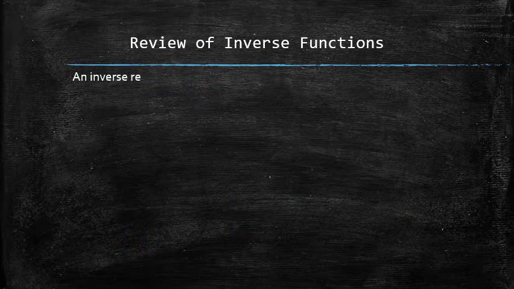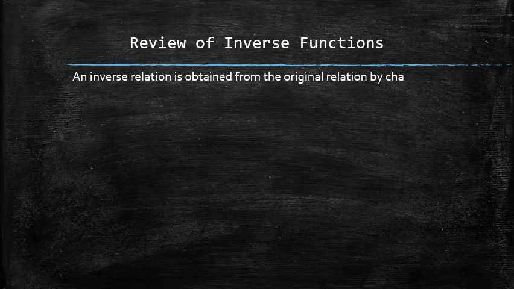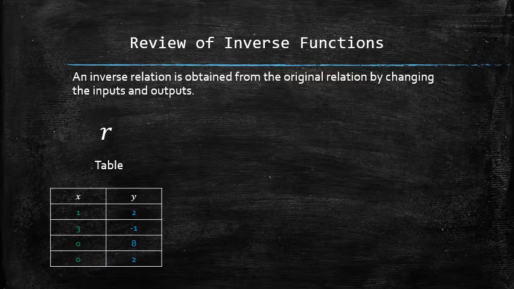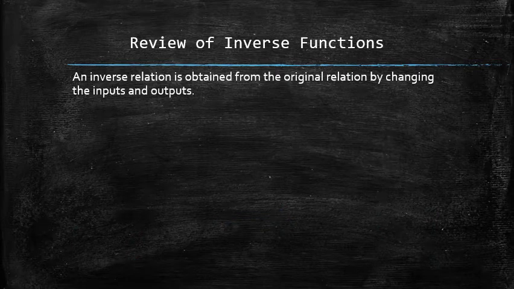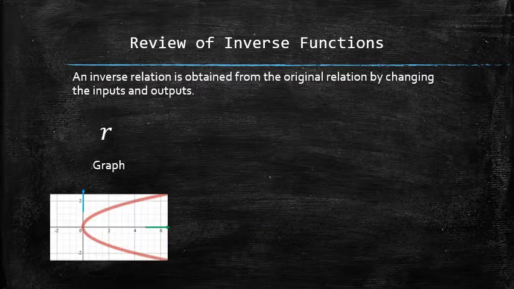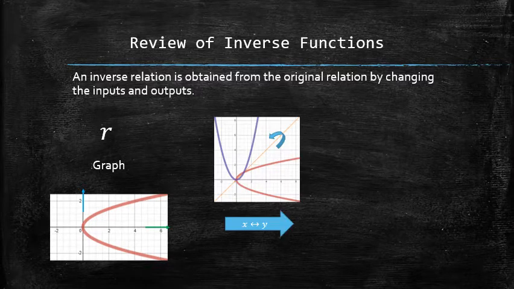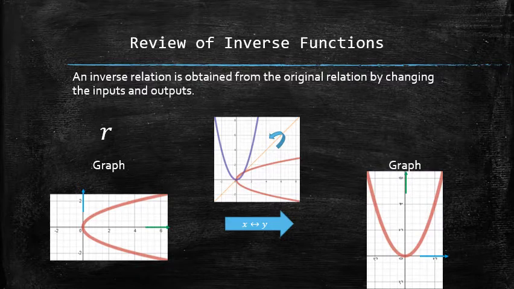For every relation, we can obtain an inverse relation by changing the inputs and outputs. For example, for a relation R given by a table, we can easily switch the inputs and outputs to obtain the inverse relation of R. For a relation R given by a graph, switching the inputs and outputs is achieved by reflecting the graph through the line y equals x. And that's how we obtain the inverse relation of R.